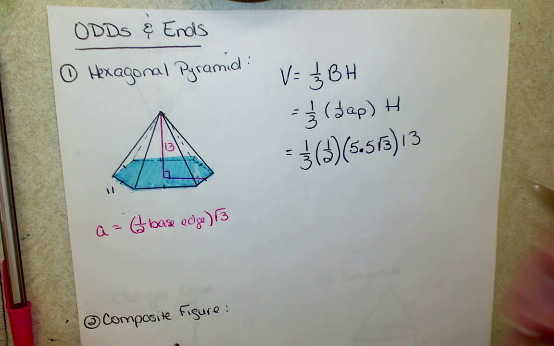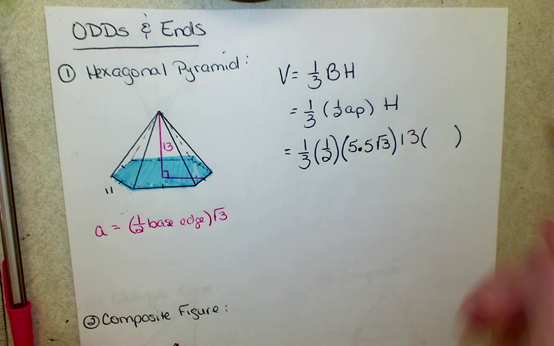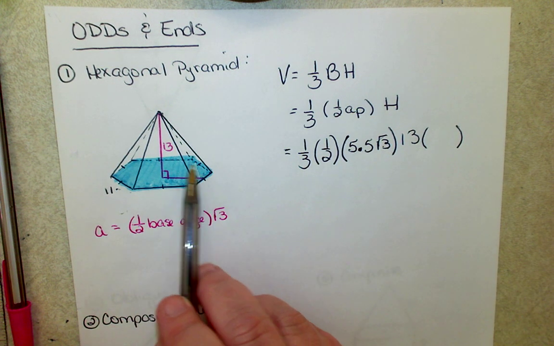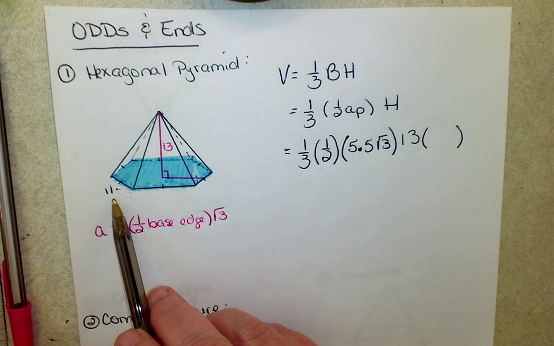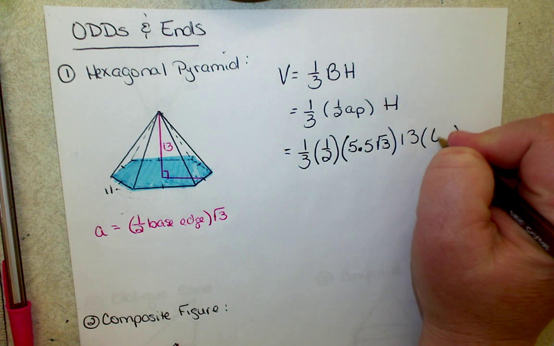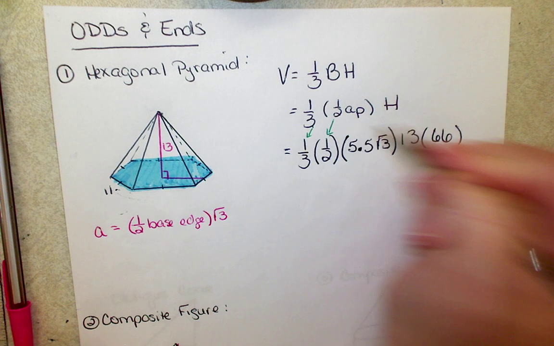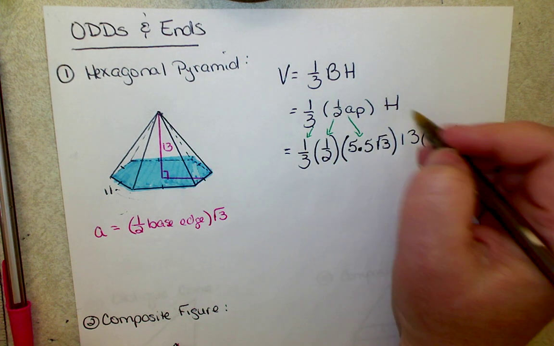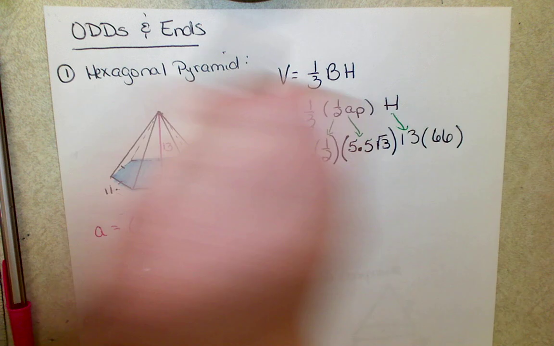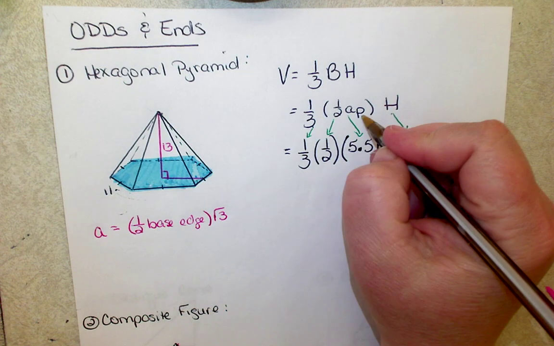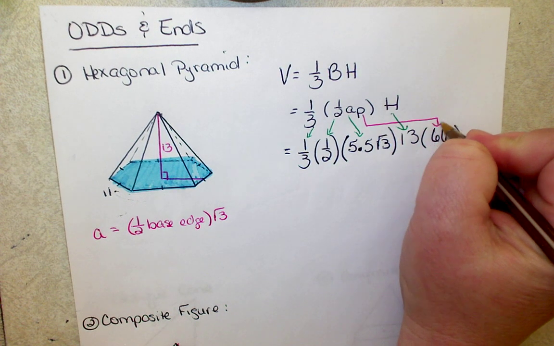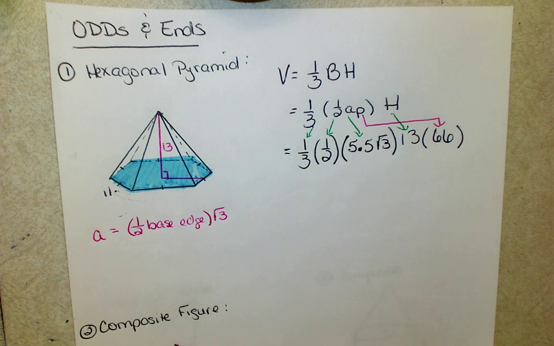Oops, I forgot my perimeter, didn't I? Let's come in here and find the perimeter. If there are 6 sides, and all 6 sides are 11, 6 times 11 is 66. So here's our 1/3, our 1/2, our apothem, our height, and then I forgot to throw in my perimeter, but when multiplying, the order does not matter.